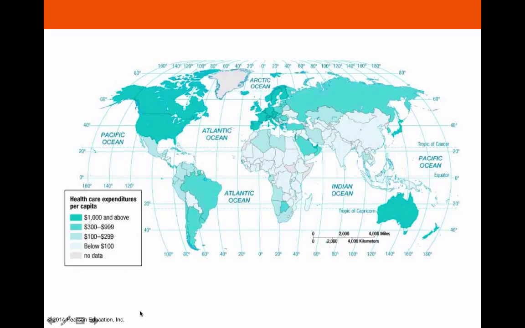So this shows healthcare expenditures per capita, and if you look at healthcare, you can see that definitely in the West, so in Europe, the United States, and trying to see if Australia is the same color, it's the same dark color, if it's the medium color. I think it's the dark color. There's $1,000 and above of healthcare expenditures per capita, which is huge.